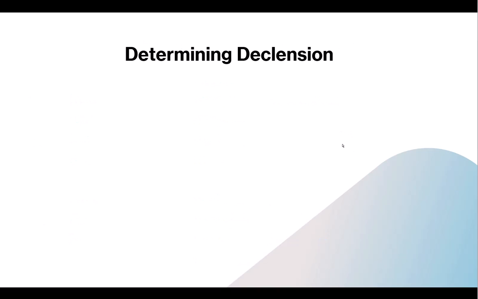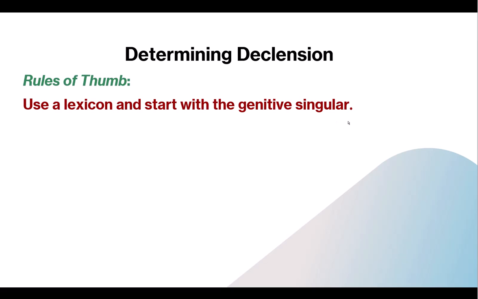Now a brief note here on determining declension. Now these are guidelines. These are not laws of the universe. These are guidelines. I call them rules of thumb. So use a lexicon and start with the genitive singular. In a lexicon, you will see the lexical form. The next piece of information you'll see is the genitive singular form.